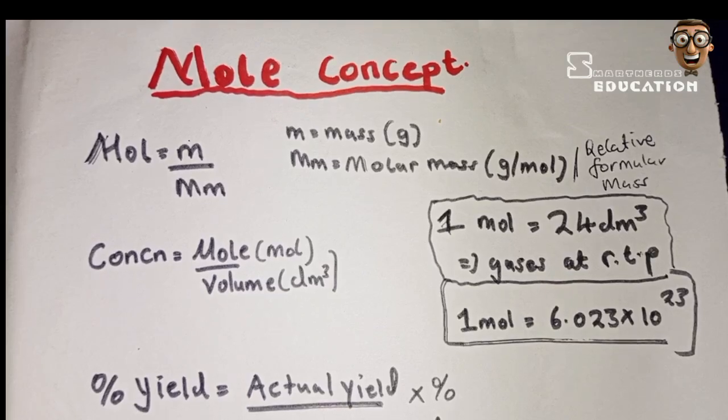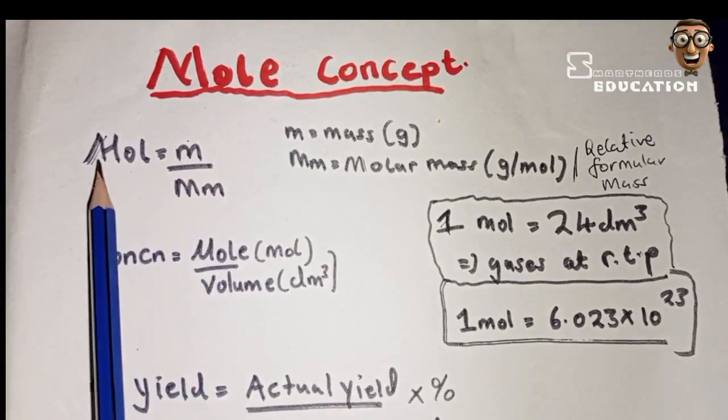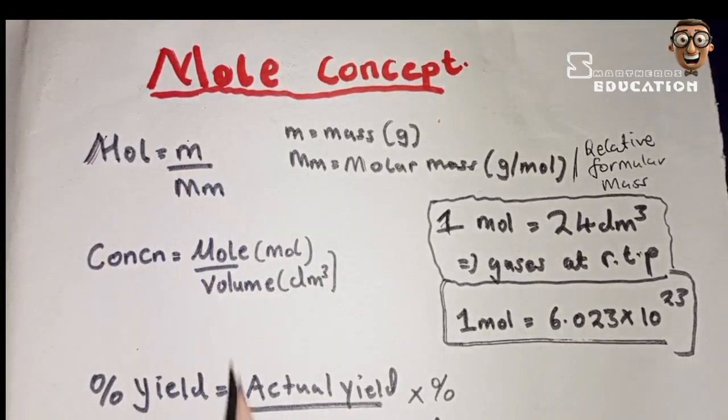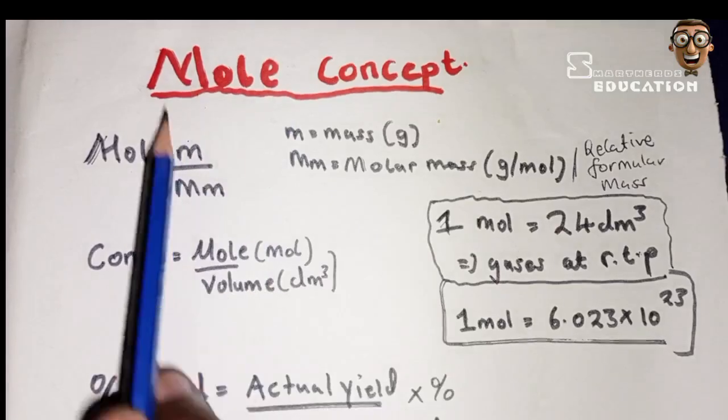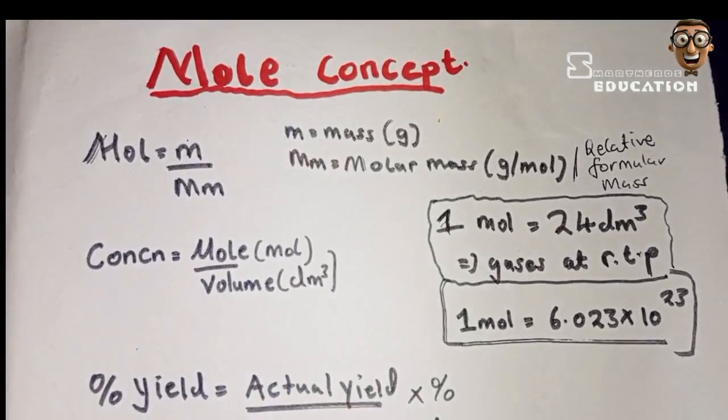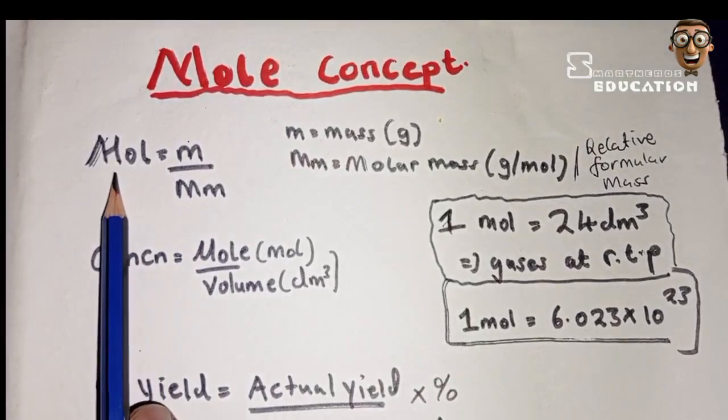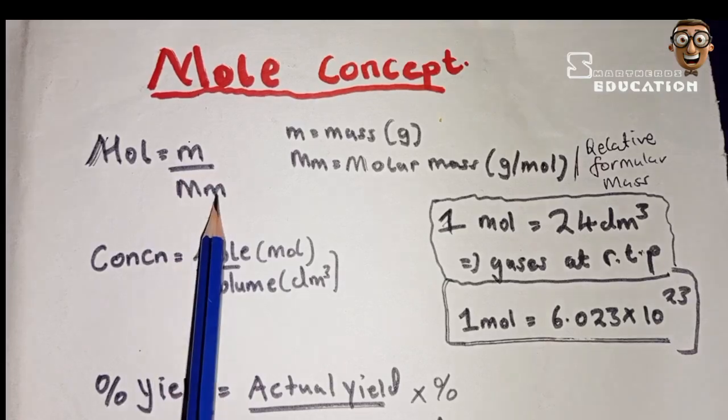So we have this formula, the first one here, very important, and it's the major formula because you can't work out without finding moles, okay? So that's why sometimes we call this the mole concept, okay? Because it falls on the topic called stoichiometry, okay? So you have the mole is equal to M over Mm.